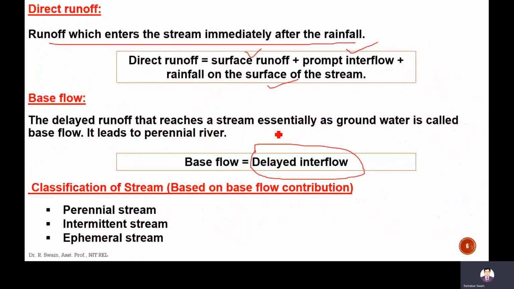The delayed runoff that reaches a stream essentially as groundwater is called groundwater runoff, or delayed interflow, or base flow. There are three terms: base flow, delayed interflow, and groundwater runoff. If there is base flow, the river is called a perennial river. The classification of streams is based on this base flow contribution: there can be perennial, intermittent, and ephemeral streams.